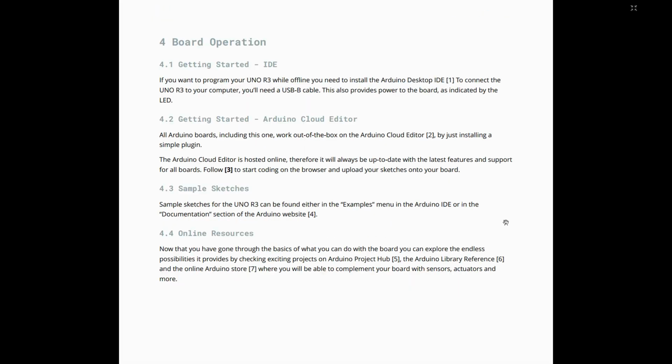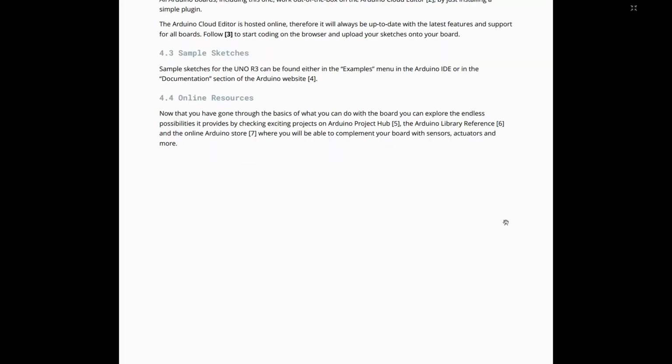If we scroll down, we have board operation. For using this board or writing some sketch on this board, you need an Arduino IDE, as we are going to use the virtual simulator. So most of the examples we perform, we will be writing our code in the simulator, and we will be learning this Arduino in detail in the coming video.